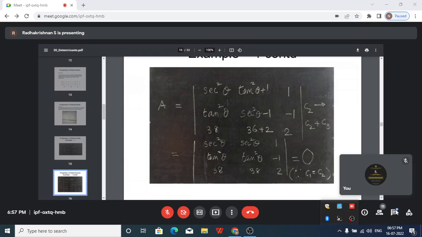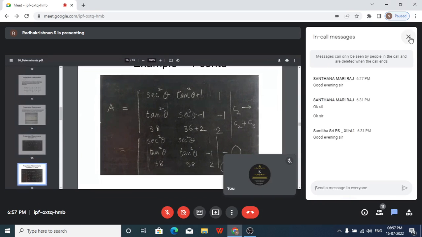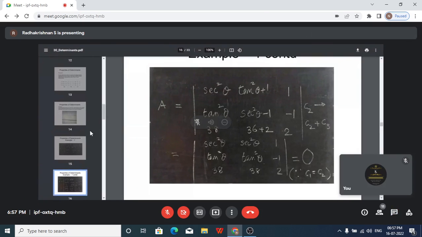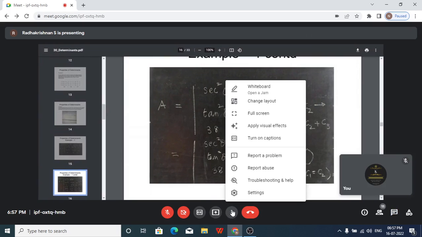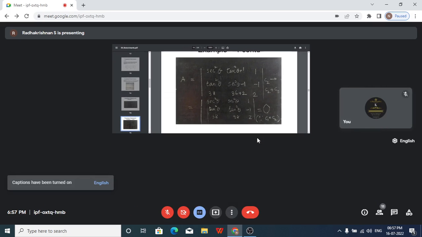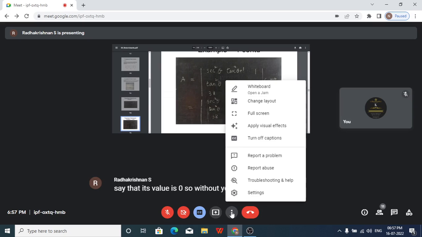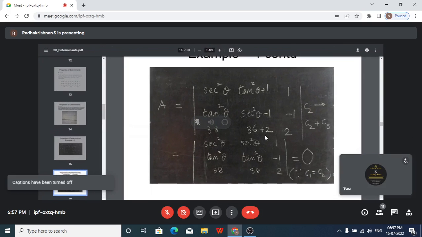Now you see, the first column we didn't do anything, only the second column we changed like this. Now tan square theta plus 1 is equal to secant square theta, secant square theta minus 1 is equal to tan square theta, and 36 plus 2 equals 38. When we do this transformation, we have made the first column equal to the second column. So we can say that its value is 0. Without using the cofactor and long multiplications, we are able to say that this determinant value is 0. So this is the power of those properties.